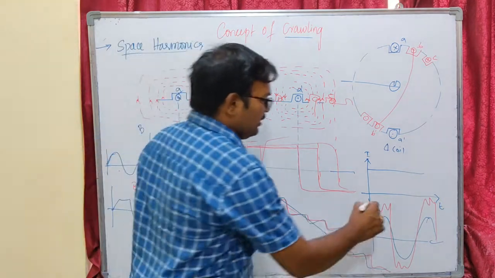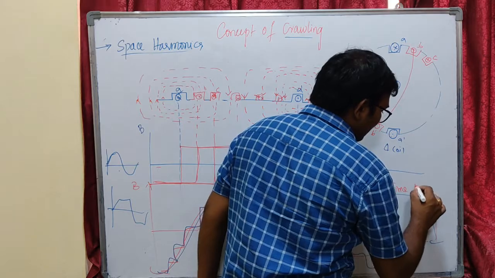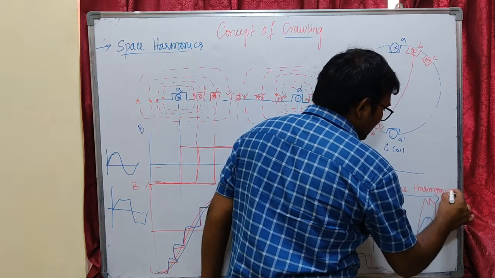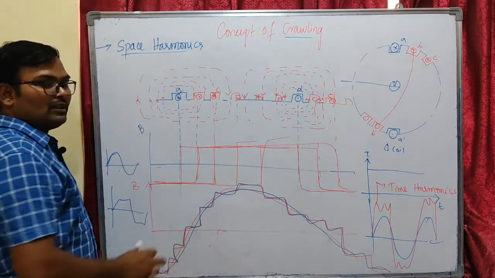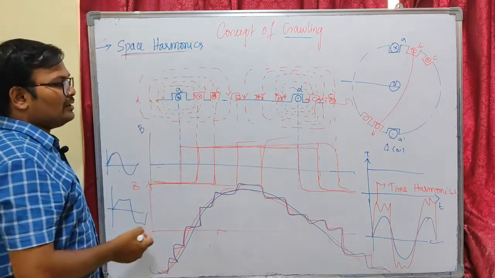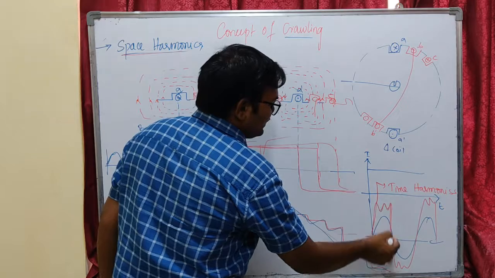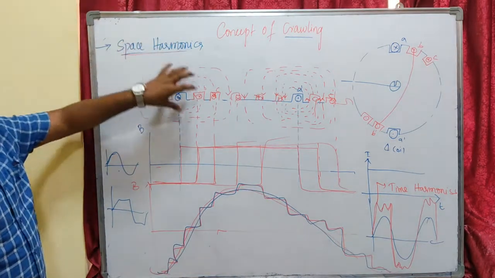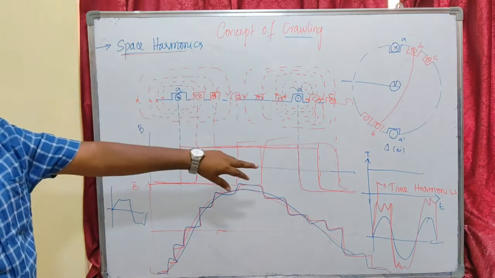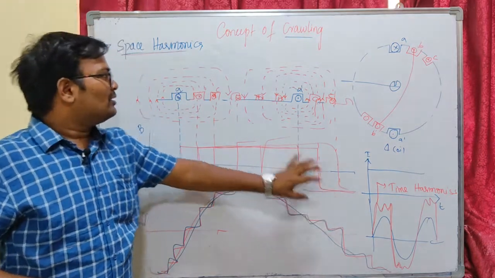So these harmonics are called time harmonics. The harmonics due to the spatial distribution of the MMF wave are called space harmonics, and the harmonics due to the excitation are called time harmonics. The space harmonics are related to physical displacement, time harmonics are related to electrical parameters. So this is about harmonics.